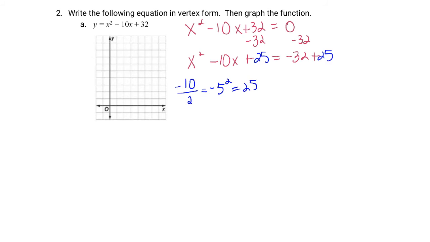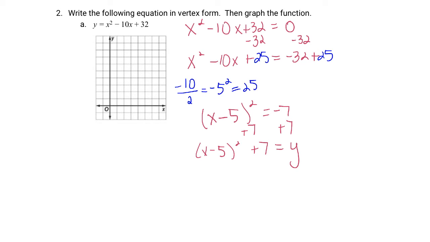Now we've got a square, we're going to factor what's on the left. Square root of x squared is x. First symbol is minus. Square root of 25 is 5, and that's squared. And that equals negative 7. We want everything on the same side of the equals, so I'm going to add 7 and add 7. So final answer, x minus 5 squared plus 7 equals y.